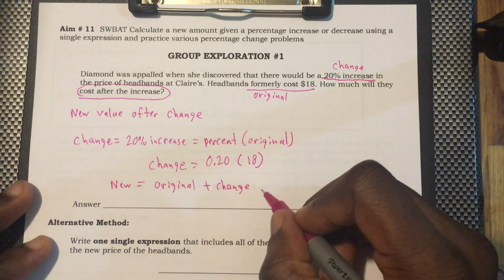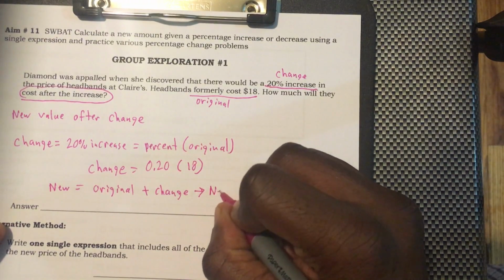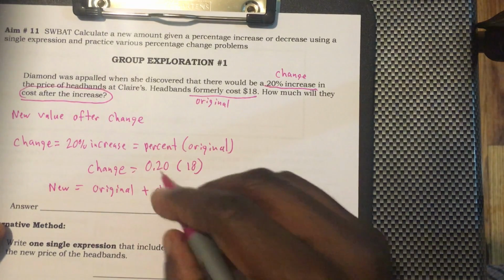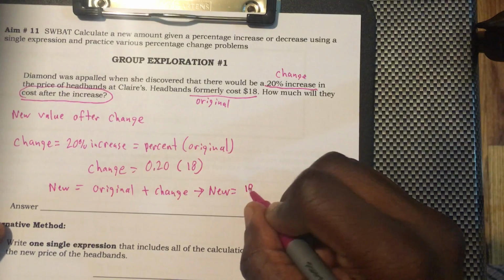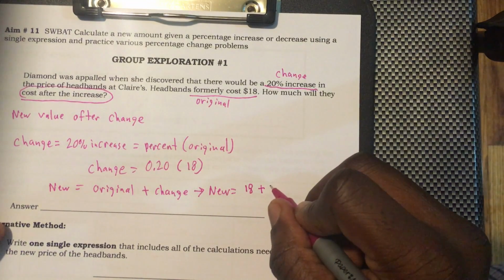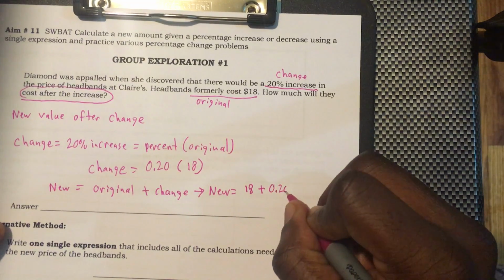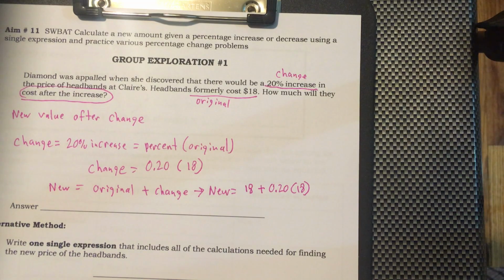So then that means that if I was to write this new value here, let me move this over. My new value is going to be equal to my original, which is 18, plus my change, which is going to be equal to 0.20, 20 hundredths, times 18. Now in a second, I'm about to do these calculations and tell you what the final answer is. But I want us to notice something about this here. It's going to be very important for our next step.